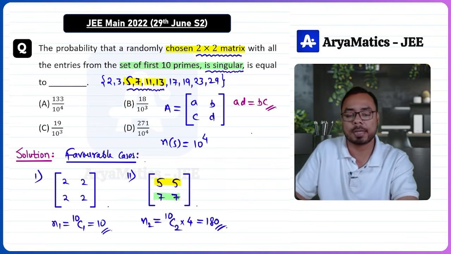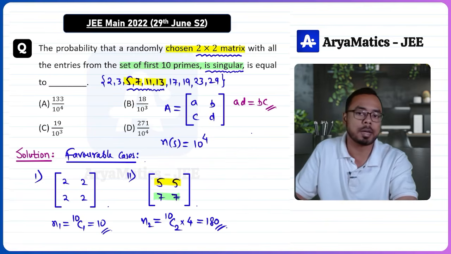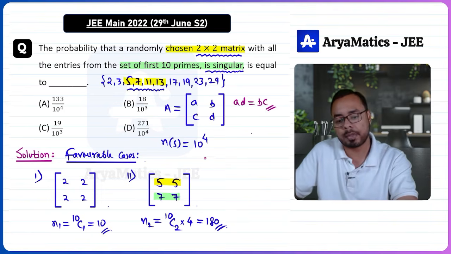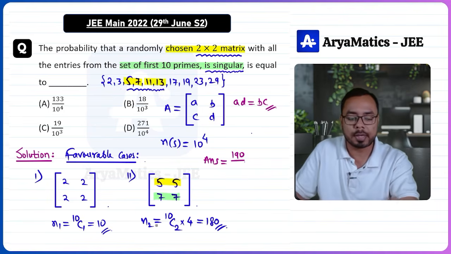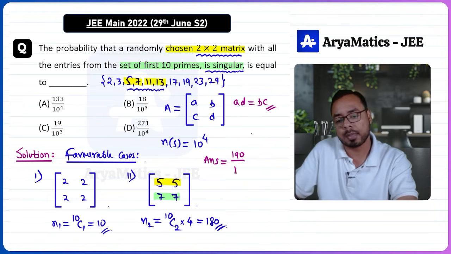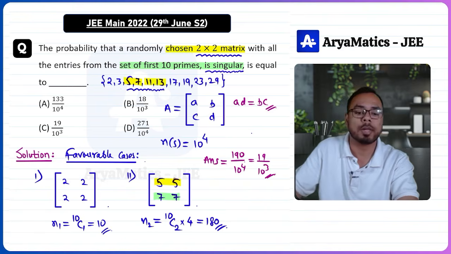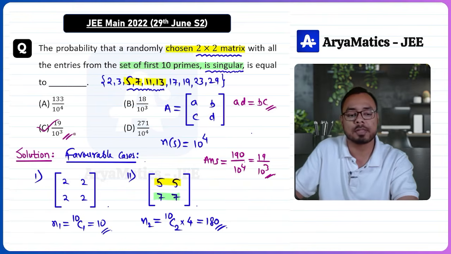Either all 4 elements are the same, or any two are the same and the remaining two are the same, and the same elements are in any one row or any one column. Now the question is to find the probability that the matrix will be singular. Total number of singular matrices we are getting is 190: 180 in the second case, 10 in the first case, divided by 10 raised to 4. After simplification, this will be 19 by 10 raised to 3.